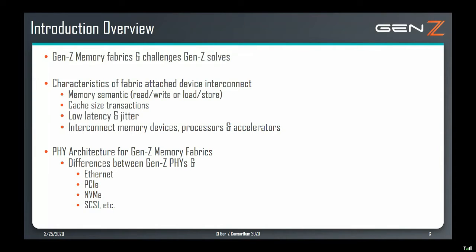We'll also look at the PHY architectures for Gen-Z memory fabrics. In order to keep things very high performance and reliable, Gen-Z has adopted the use of Ethernet and PCI PHY technologies. However, we are getting different performance out of those same PHYs, so we'll look a little bit at how we do that.